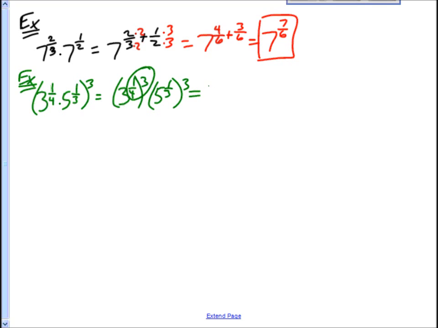That's going to end up giving you 3 to the 3/4 times 5 to the 3/3, or 5 to the 1. Okay, and you'll typically just leave it right there. 5 to the 1. Of course, you don't need to write it.